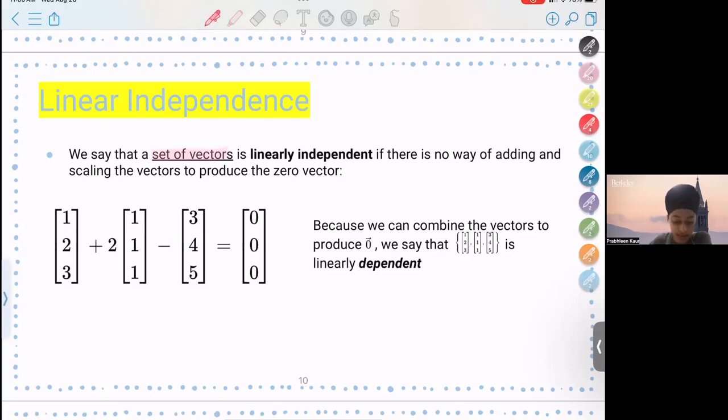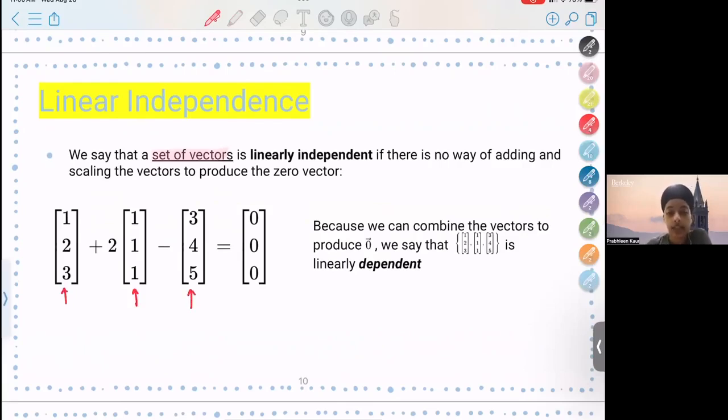So if we're looking at these three vectors, this as our set of vectors, we would say that this set of vectors is linearly dependent because we can add them, subtract them, scale them in a certain way that gives us the zero vector. So in this example, these two vectors, 1, 2, 3, and 1, 1, 1, we can add them in a certain way that gives us 3, 4, 5, and thus they are not linearly independent because we can then subtract the 3, 4, 5 and get 0, 0, 0.